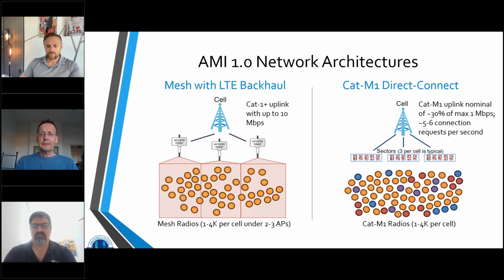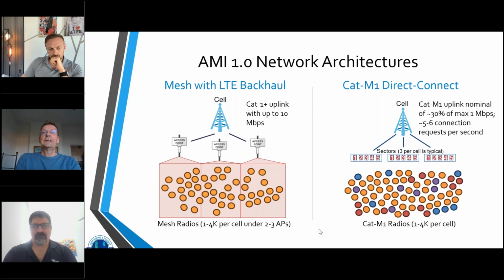And just experience-wise, we often got like 1 channel for Cat M1 usage, and maybe gives out like 30% of the max 1 megabit per second capacity. A little bit conservative here, but actually what we had to tune to was more like 5 to 6 connection requests per second when we deployed, in order to not overload that portion. So those were the 2 architectures we have.